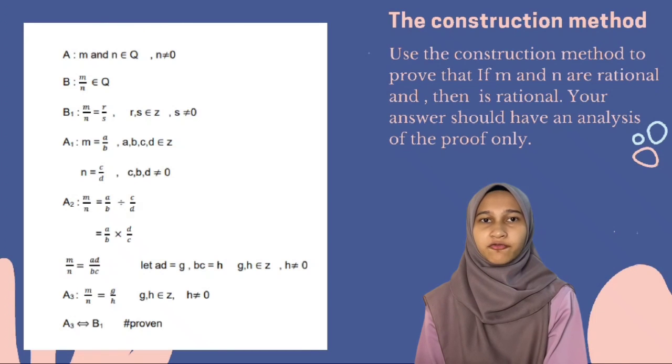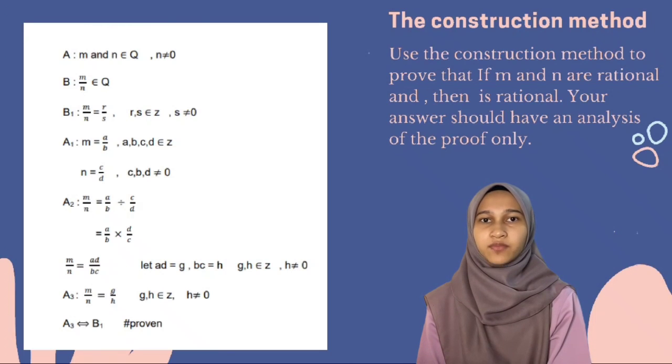First, we need to identify a hypothesis and a conclusion. A is represented as the hypothesis and B is represented as the conclusion. A is m and n are rational and n is not equal to 0. B is m over n is rational. B1, let's say m over n is equal to r over s, r and s are elements of integers, s is not equal to 0.